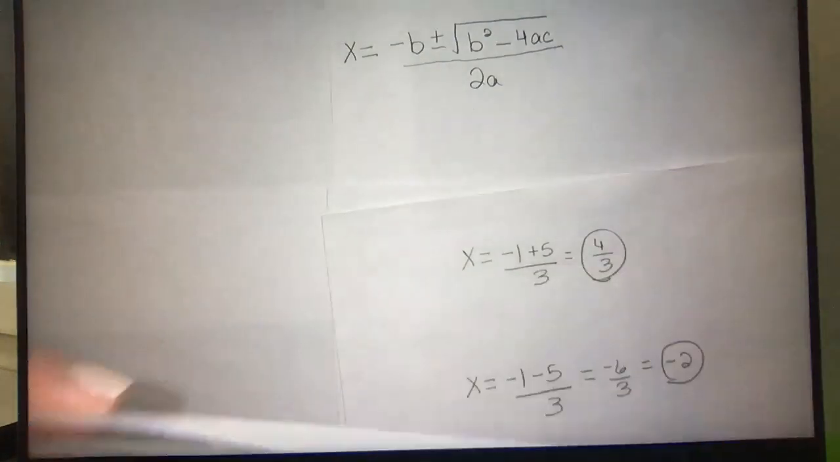All right, let's try another one. Okay, here we go.